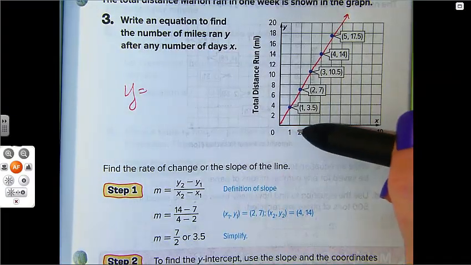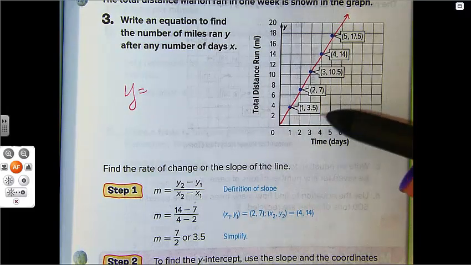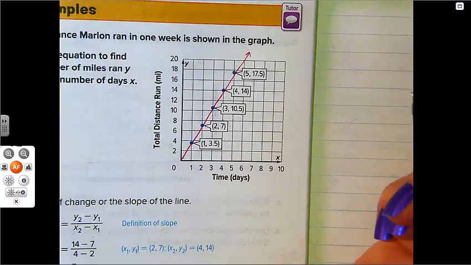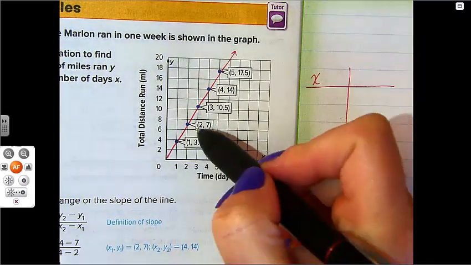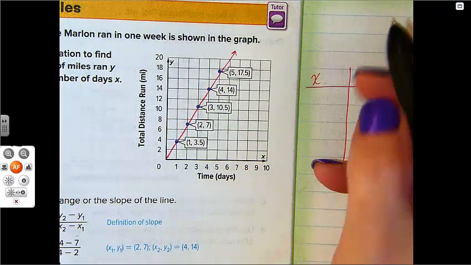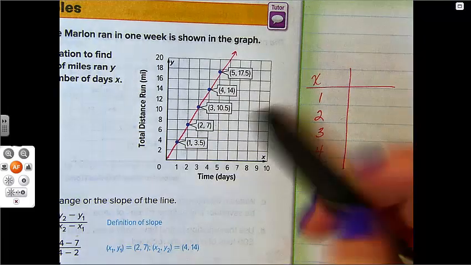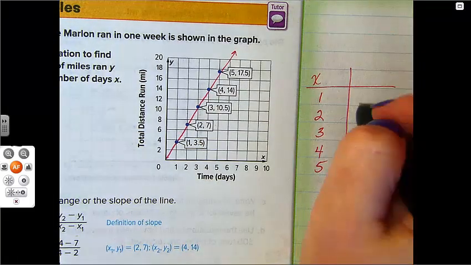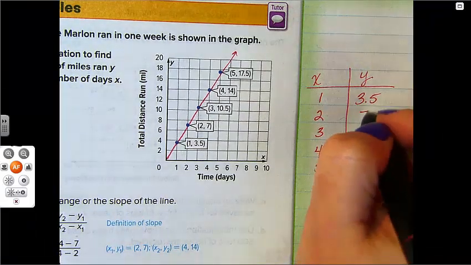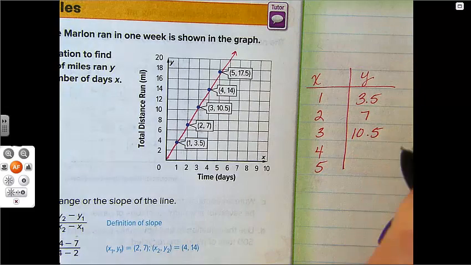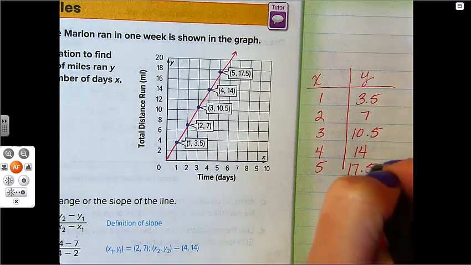And what do I do between each of my y's? Well, if I were to make a table out of this, because we're used to seeing this as a table, my x values are 1, 2, 3, 4, and 5, because they're the first number in my coordinate. And my y values are my second number. So for 1, it's 3.5. For 2, it's 7. For 3, it's 10.5. For 4, it's 14. And for 5, it's 17.5.